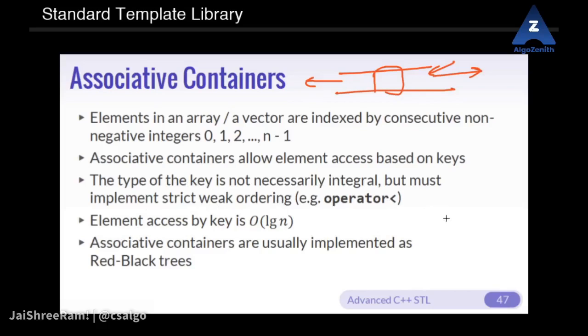So you can insert anything inside a set, the only thing is that the operator less than should be defined for that. Okay, now element access by key is order log n. So whatever was order 1 random access becomes order log n in these associative containers. And if you talk about the actual implementation inside the STL, they implement height balanced binary search trees called red black trees. Okay, but we're not going into the details of implementation, so we just know that STL exists, right?